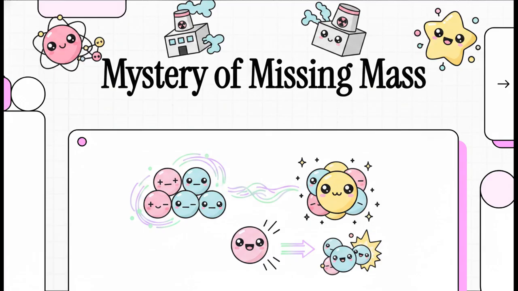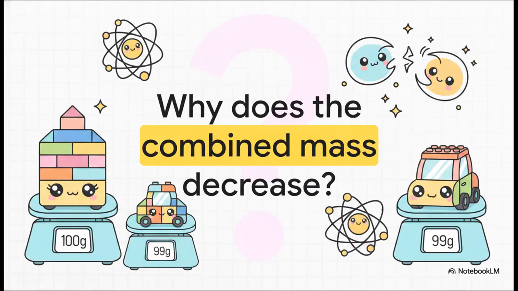Let's dive right in. Okay, so imagine you've got a box of Lego pieces. You put them all on a weighing scale, and let's say they weigh exactly 100 grams, right? Now, you take those pieces and build a really cool little toy car, but when you put that finished car back on the scale, it suddenly weighs only 99 grams.